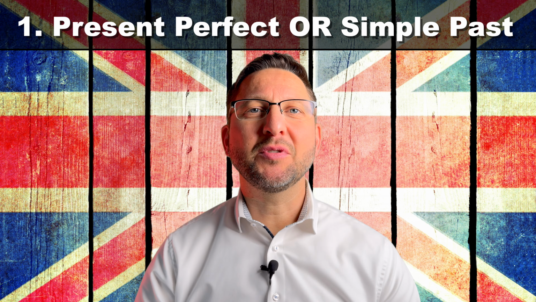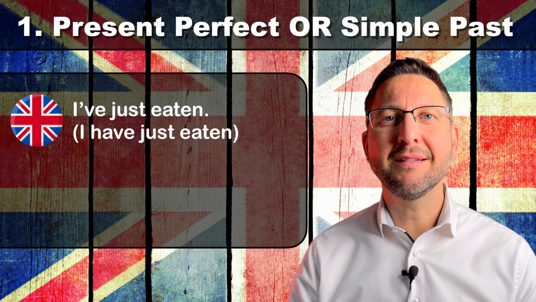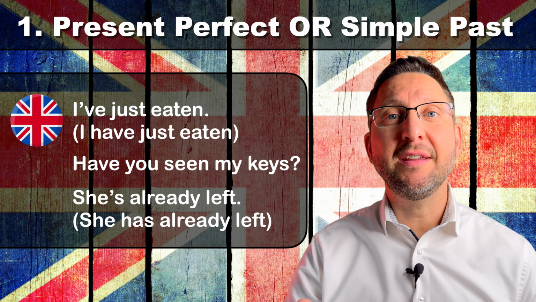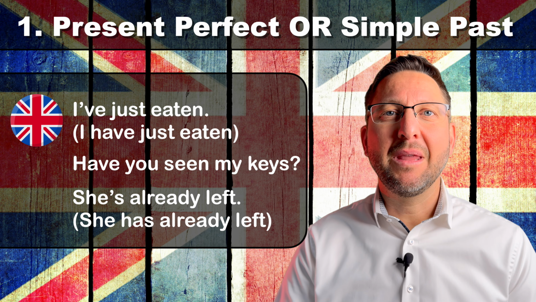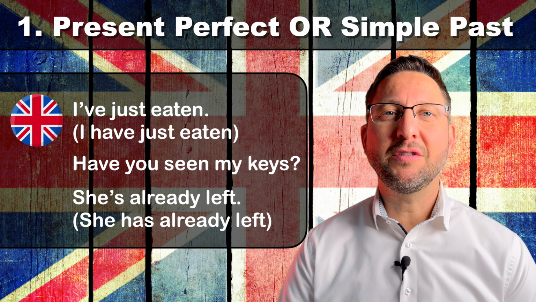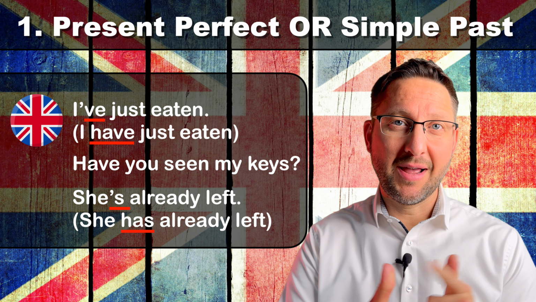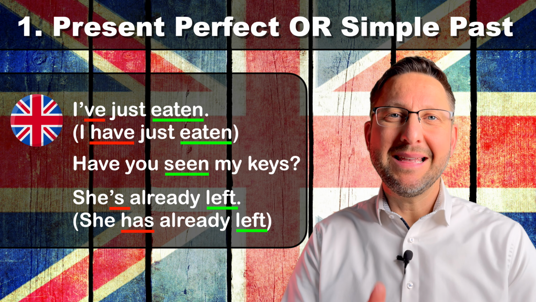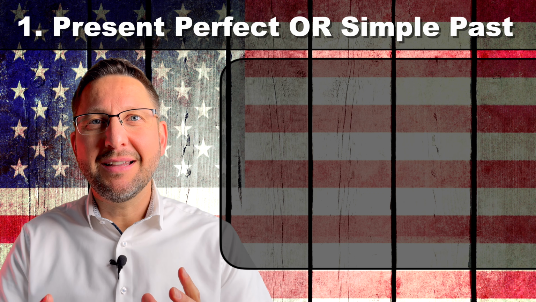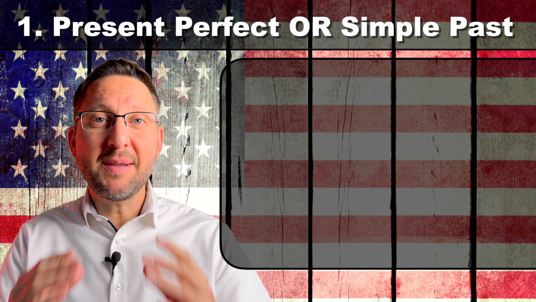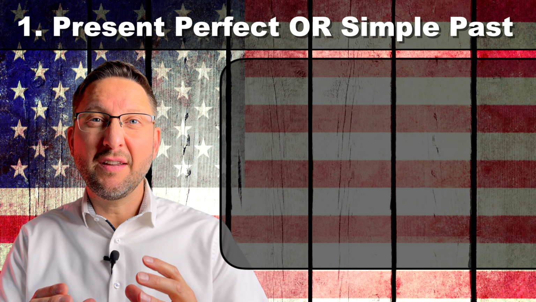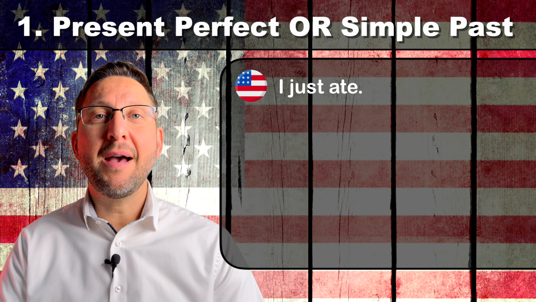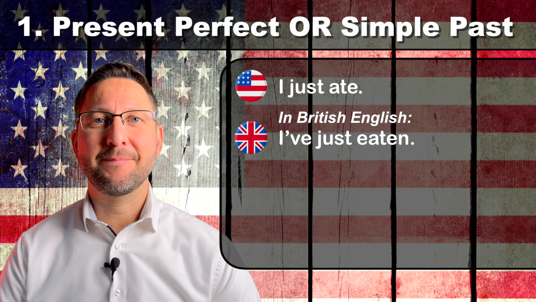Let me give you some examples. I've just eaten. Have you seen my keys? She's already left. We form the present perfect using a form of have, so have or has, plus the past participle. In American English, they often like to use simple past, which is just the simple past form of the verb. For example, I just ate.